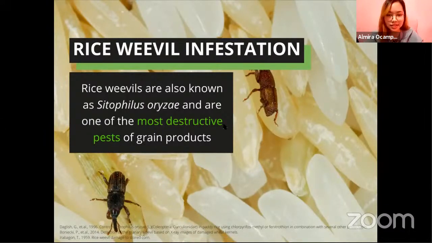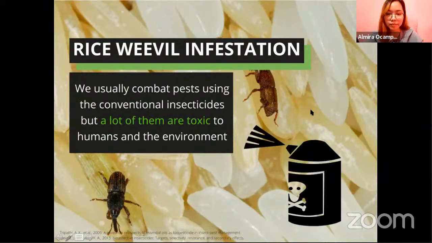So next slide, please. So to mitigate these problems, the usual approach is the use of pesticides to protect crops. But unfortunately, majority of these commercially available pesticides are toxic to the environments and even to us humans. So next slide.